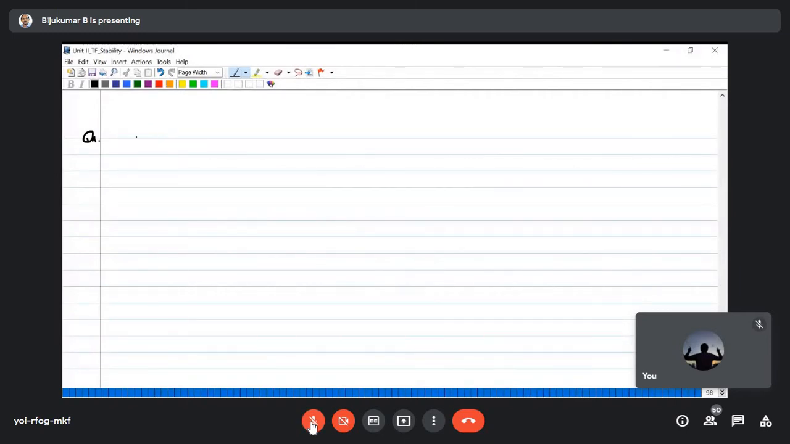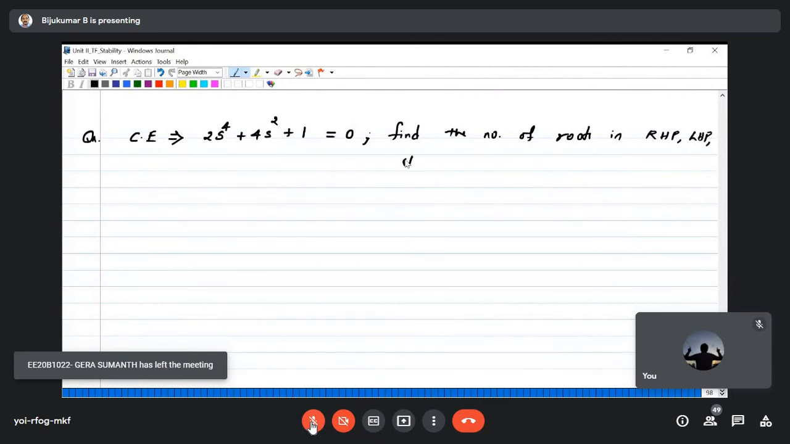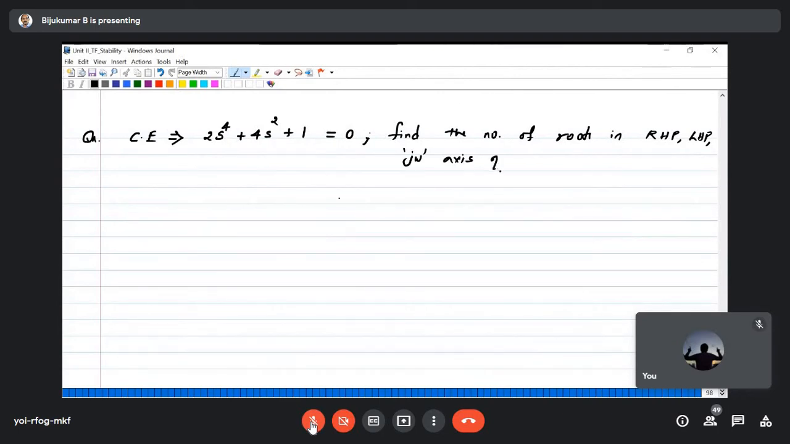For a system having characteristic equation 2s^4 + 4s^2 + 1 = 0, we have to find the number of roots in the RSP, LSP, and on the j omega axis, and check the stability of the system. How will you do it?